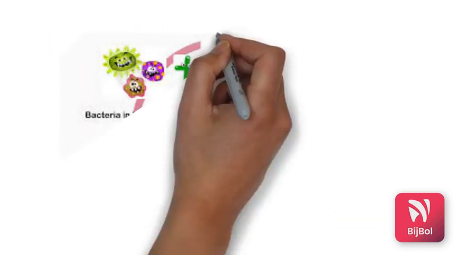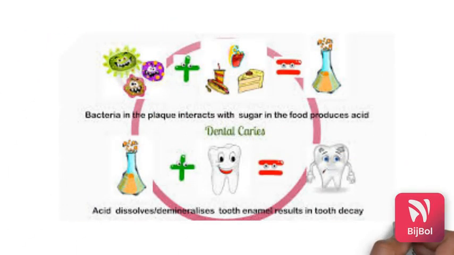Now we'll see the process of how it occurs. The bacteria in the plaque interact with the sugar in the food and produce acid, and the acid dissolves and demineralizes the tooth enamel, which results in tooth decay. That's how dental caries occurs.